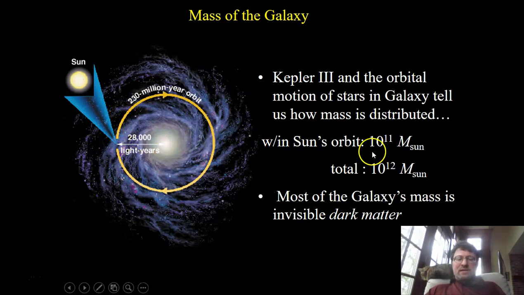And what you find is that within the sun's orbit, you have 10 to the 11, 100 billion solar masses of material. And for the galaxy as a whole, the mass is about 10 times larger than that, 10 to the 12 solar masses, or 1,000,000,000,000 solar masses. Now, if you actually look at the light-emitting matter within the galaxy and ask how much mass is in that light-emitting matter, those stars, those gas clouds, and so on, you don't get nearly that amount of mass. You only get about 1/10 of that amount.